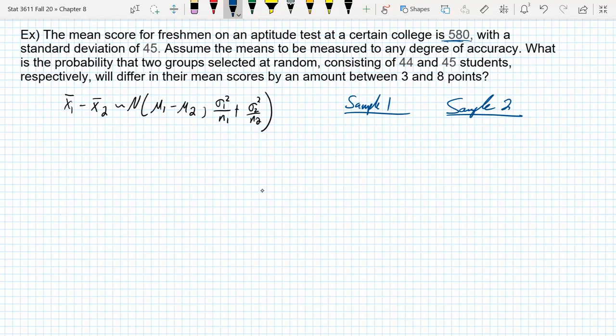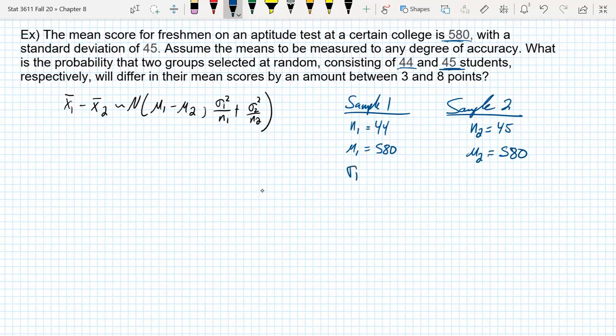But sample 1 only has 44 students. Two groups selected at random. Sample 1 has 44, sample 2 has 45 students. And they have the same means. They're coming from the same college, but they are two different groups. So mu1 is 580 and mu2 is 580 as well.